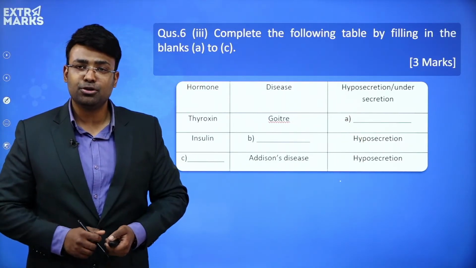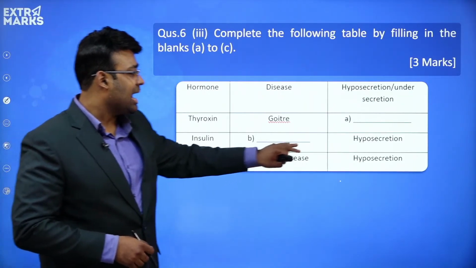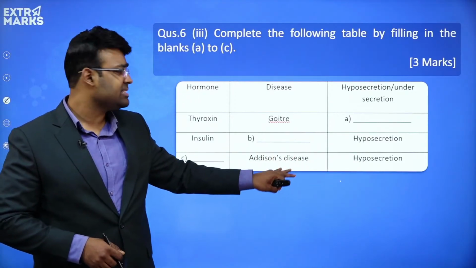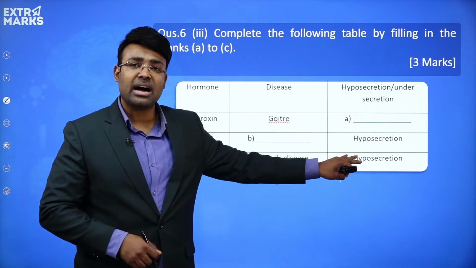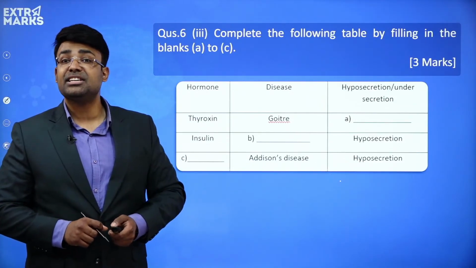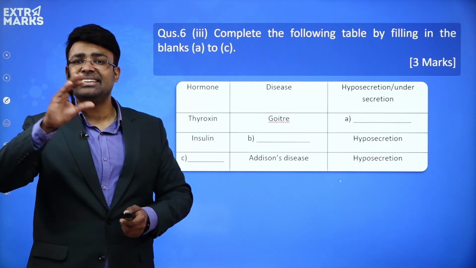So what disease is going to take place? It's diabetes. And hyposecretion of the hormone causes Addison disease. So Addison disease is a disease which occurs due to the hyposecretion of what? It occurs due to the hyposecretion of aldosterone. Aldosterone is the hormone which is released from the adrenal cortex.